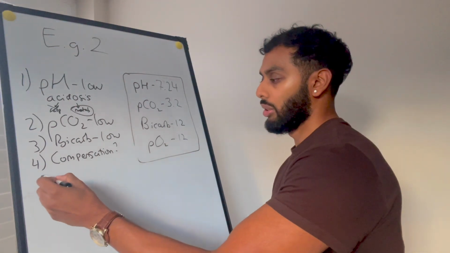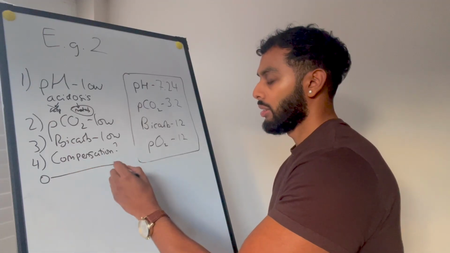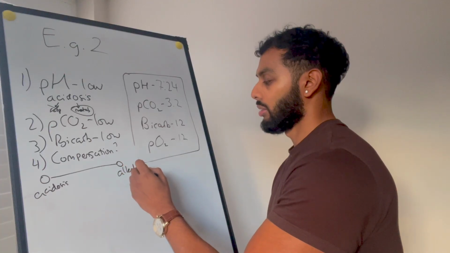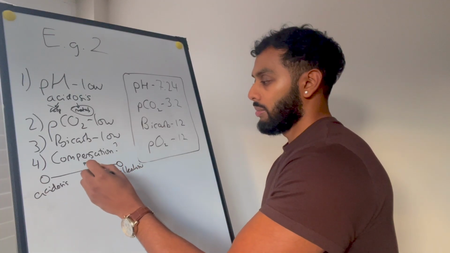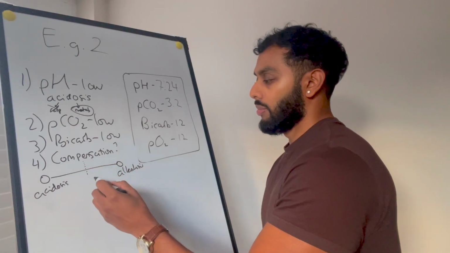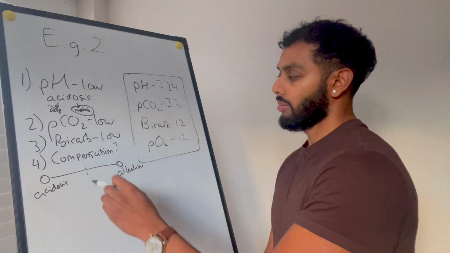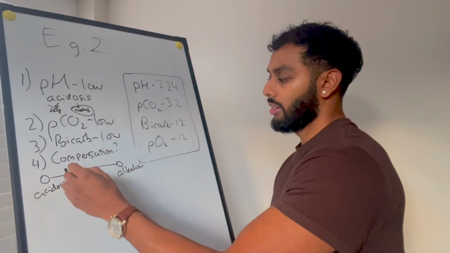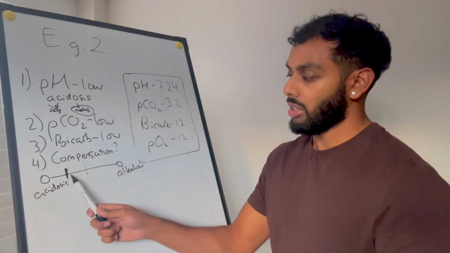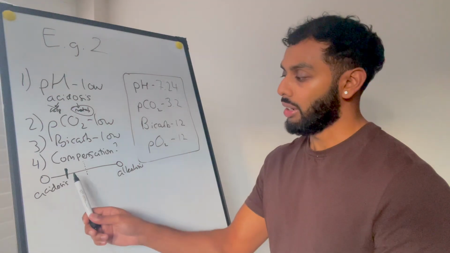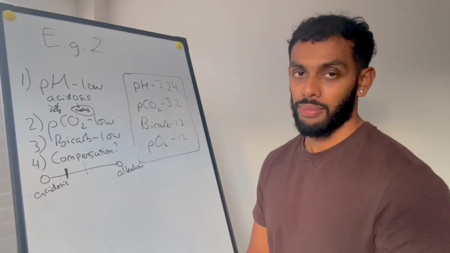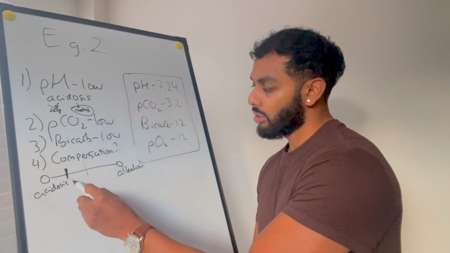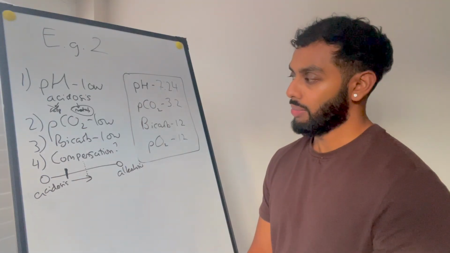Let's find out. So, I use this diagram again. Acidosis, alkalosis. That is the normal pH. So in this patient, their pH is 7.24, so that is there. What does the body have to do to try and bring the pH from there to there? It has to create an alkalotic environment to shift the pH in that direction.